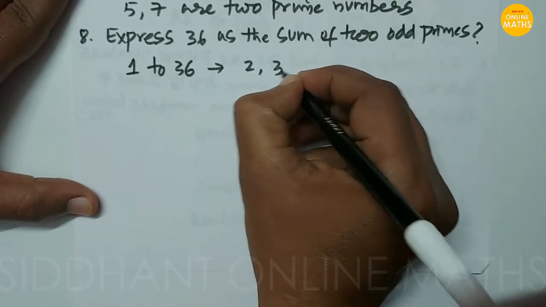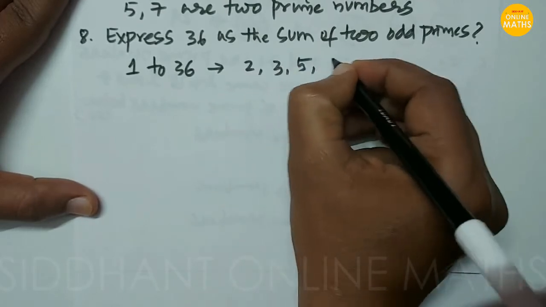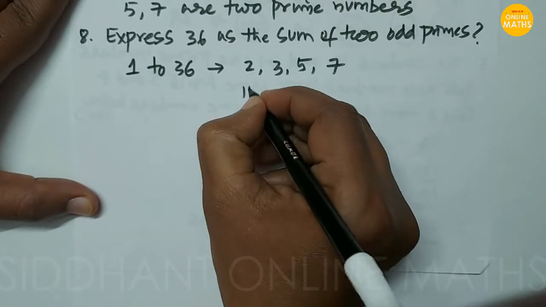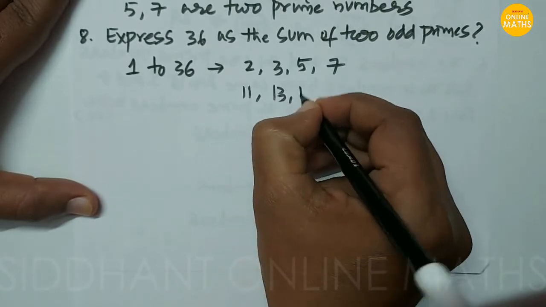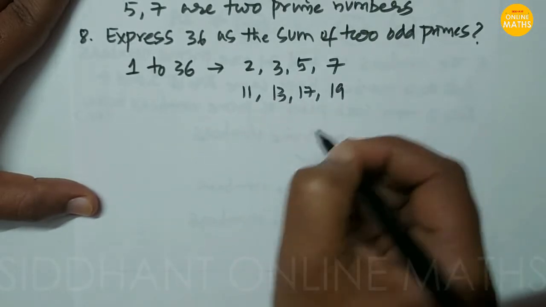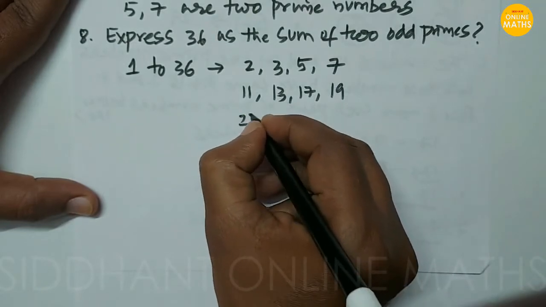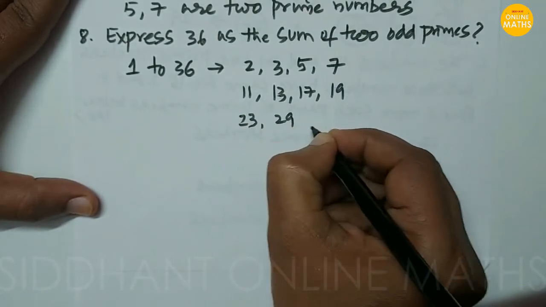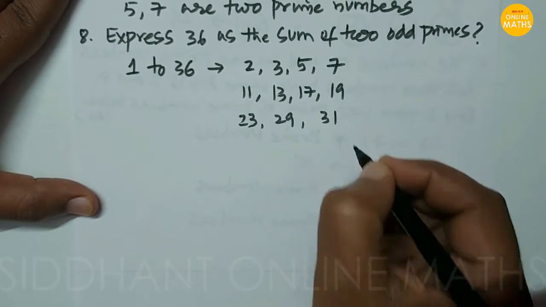That will be 2, 3, 5, 7. After that, 11, 13, 17, 19. In the 20s it will be 23, 29. After that it will be 31.